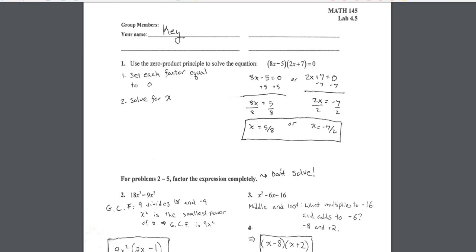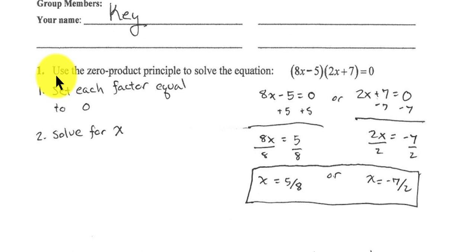Hello, class. In this video, we're going to work through the solutions to Lab 4.5. The first question says, use the zero product principle to solve the equation. And here's the equation. So what you want to do is think of each of the items in the parentheses as a factor, right? So 8x minus 5 is one factor. 2x plus 7 is another factor. So if we set each factor to 0, we can get the solution to this equation, right?